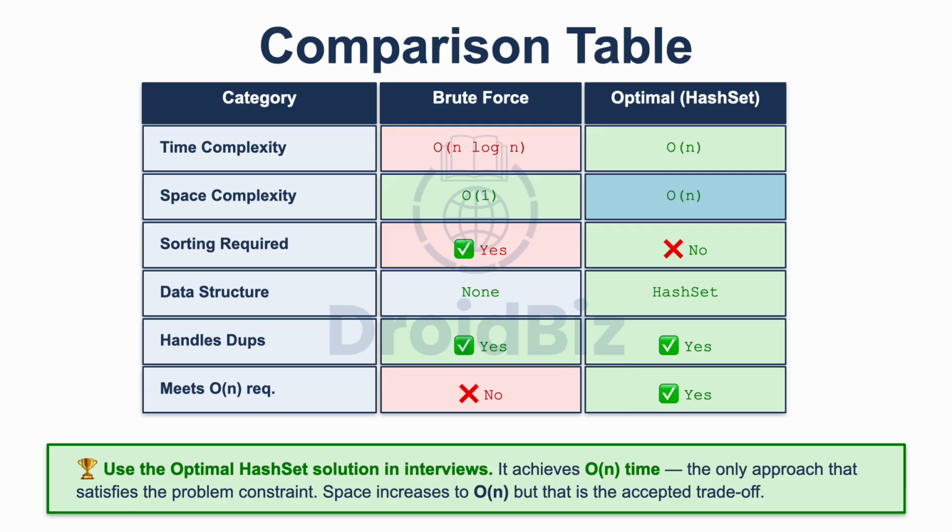Brute force needs to sort, that is its bottleneck. The optimal solution needs no sort at all. Brute force needs nothing extra. Optimal uses a hash set. The hash set is what enables the O of n speed. Both approaches handle duplicates correctly. Brute force skips them via the continue statement. Optimal naturally ignores them because a set only stores unique values.